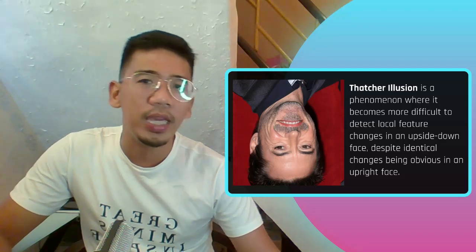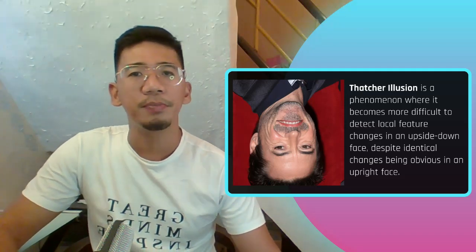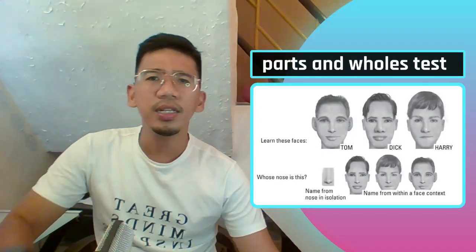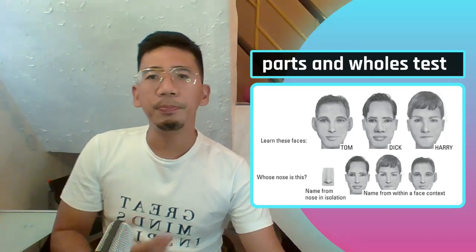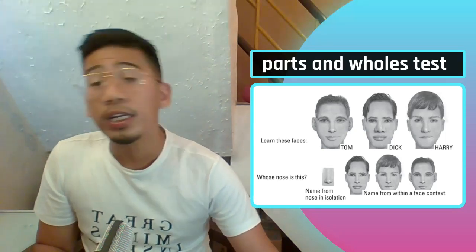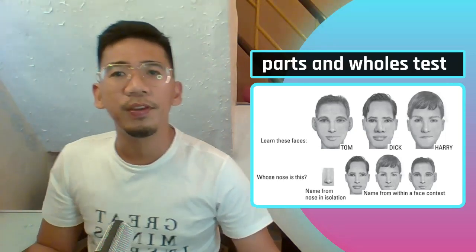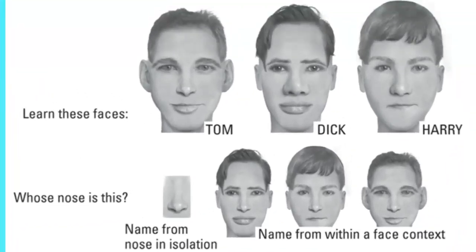When the face is the right way up, however, you don't process the face by breaking it up. Instead, you look at the whole. So, here's another demonstration, known as the parts and wholes test. If you try to learn the names of the faces presented at the top, and then are asked to identify which nose belongs to one of these faces, let's say Tom, doing so is easier when it's in the context of the face. Therefore, again, people don't learn face parts in isolation.